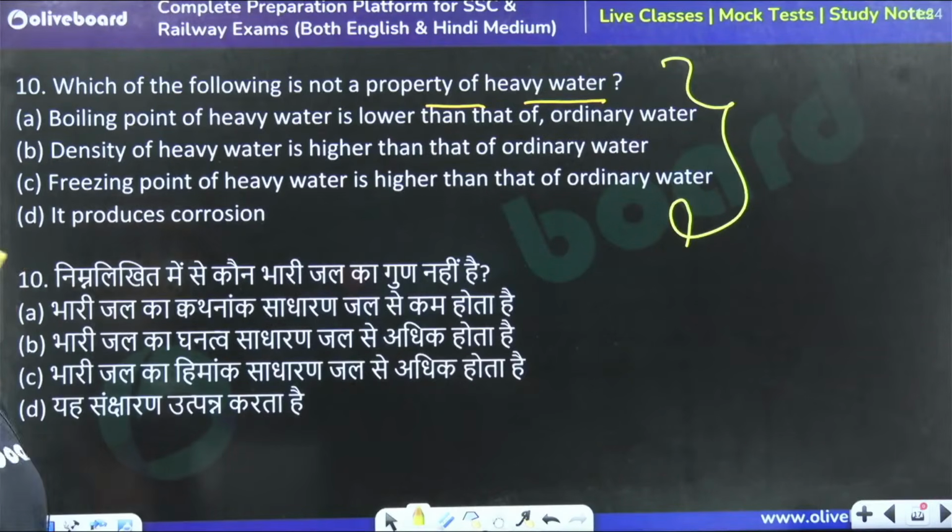Anyone? Which of the following is not a property of heavy water? Any inputs for this?